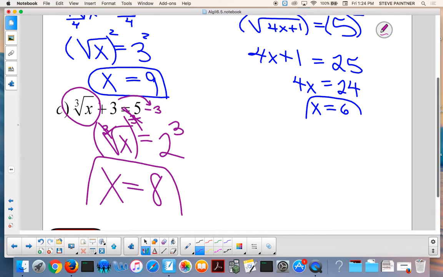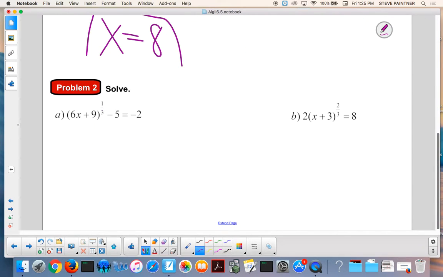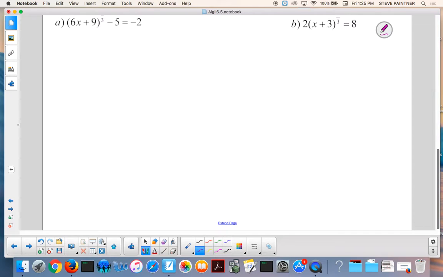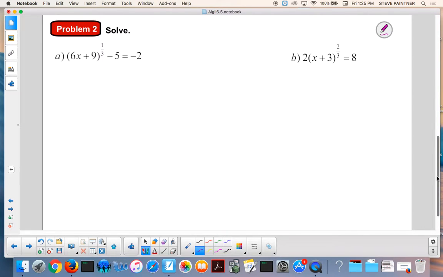Hey, quick. What's the cube root of 8? 2. 2 plus 3, 5. It works. You don't need your calculator all the time. These numbers are so easy to work with. You can just put it in, use your noggin, and work it out. You're wasting your time if you're using your calculator. Okay? Then there's 2 more down here. Okay, let's go here.